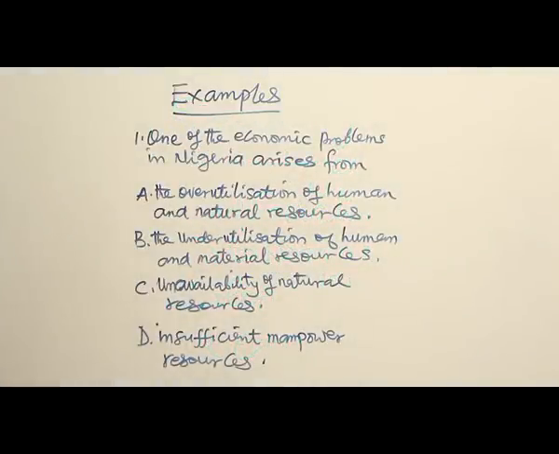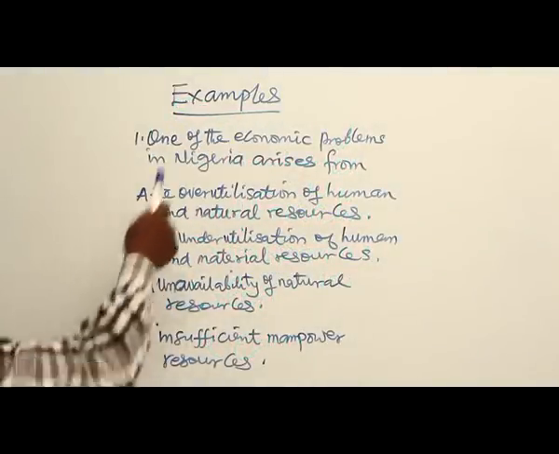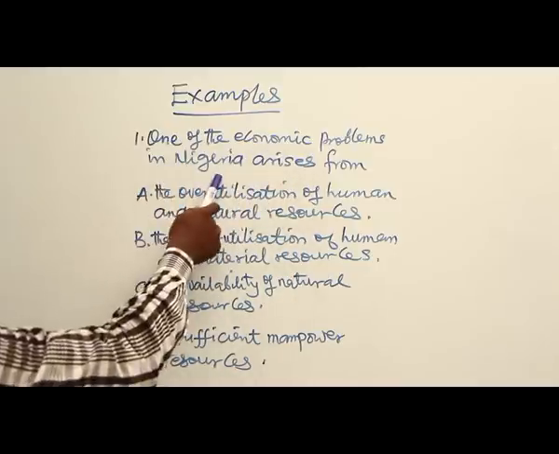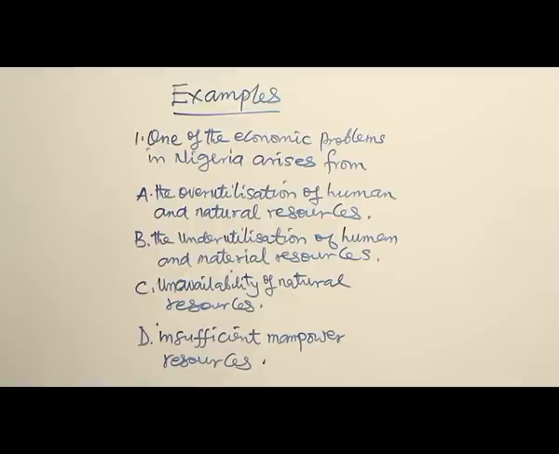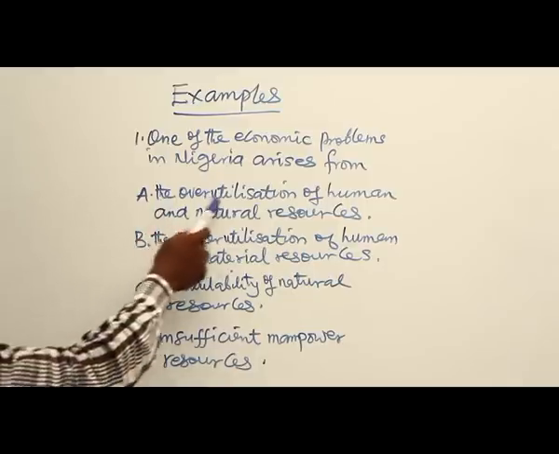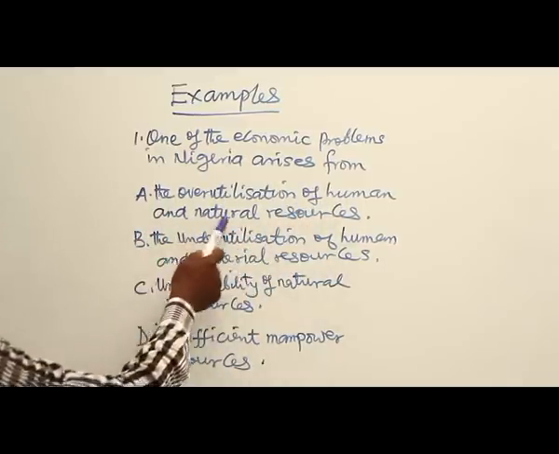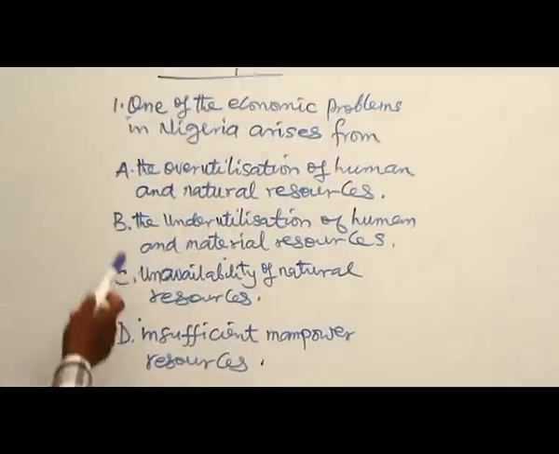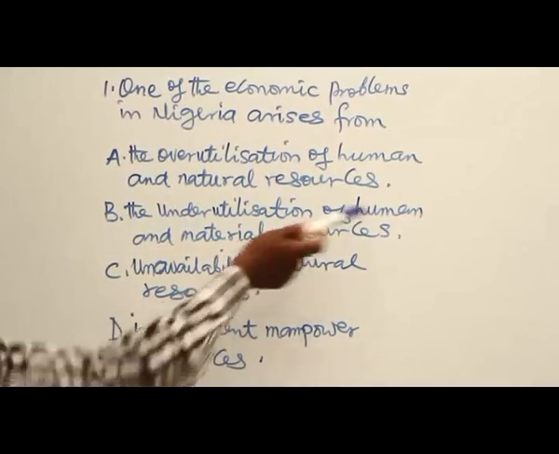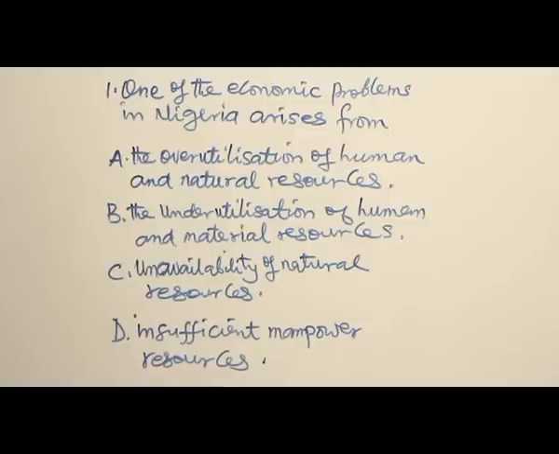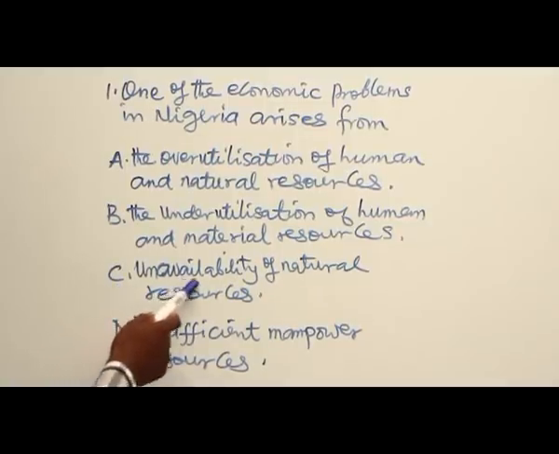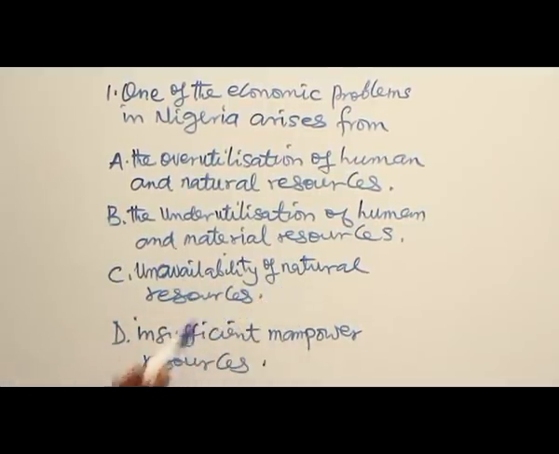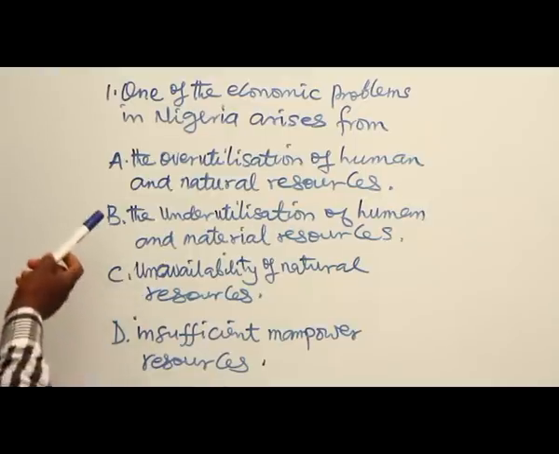Examples. Example one. One of the economic problems in Nigeria arises from A. The overutilization of human and natural resources. B. The underutilization of human and material resources. C. Unavailability of natural resources. D. Insufficient manpower resources. Looking at the question, we take option A.